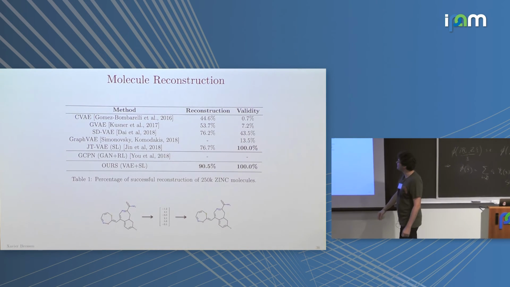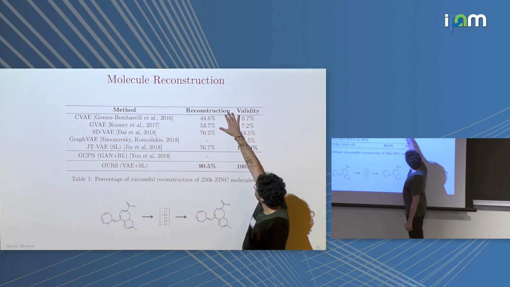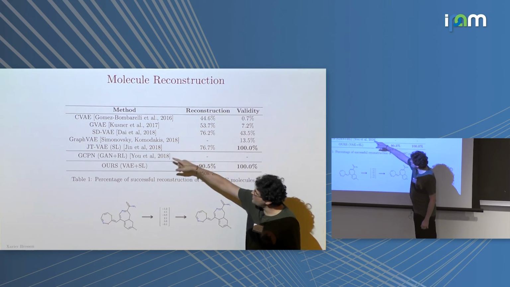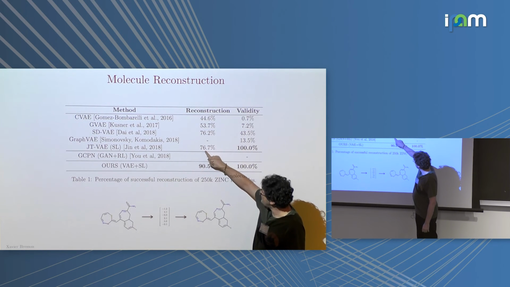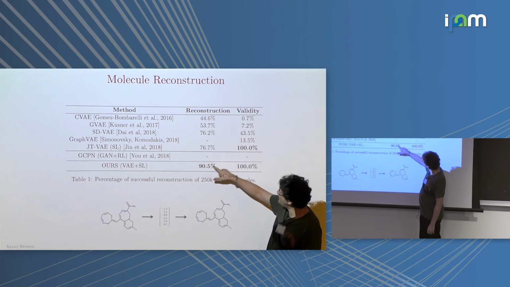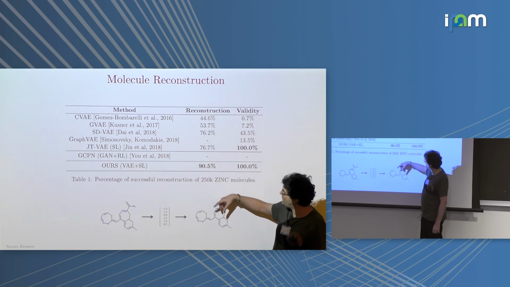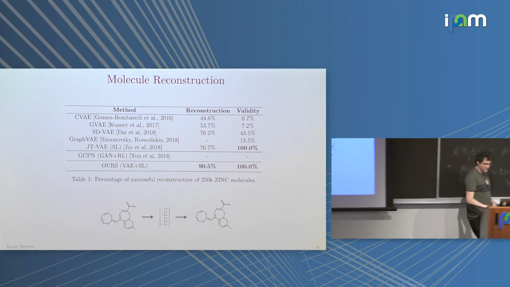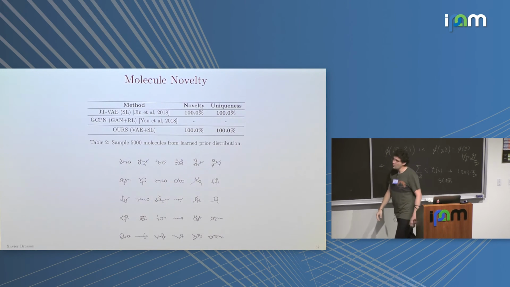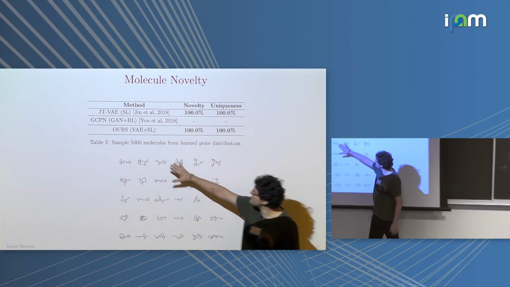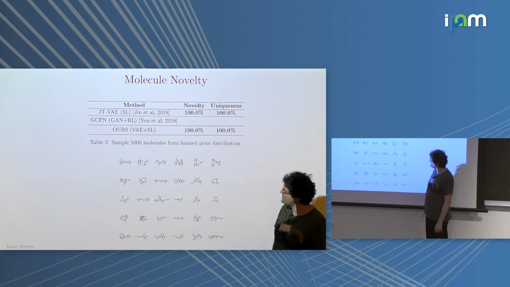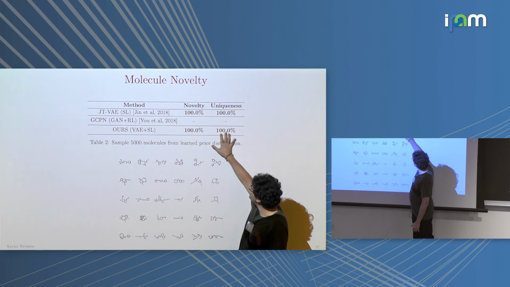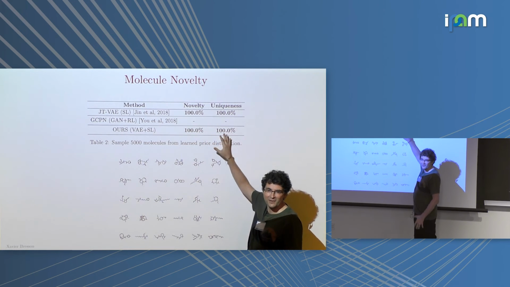For the molecular reconstruction, this is your reconstruction rate, so the higher the better, and this is the validity of your reconstruction. So GT-VAE was the previous state of the art, 76%, 100% validity, and now we get to 90% by using the technique and 100% of validity. So we are happy, we increase by more than 10%. For the molecule novelty, we sample 5,000 molecules from the prior distribution, and we get 100% new molecules, and these molecules are all unique. Okay, they are not the same.